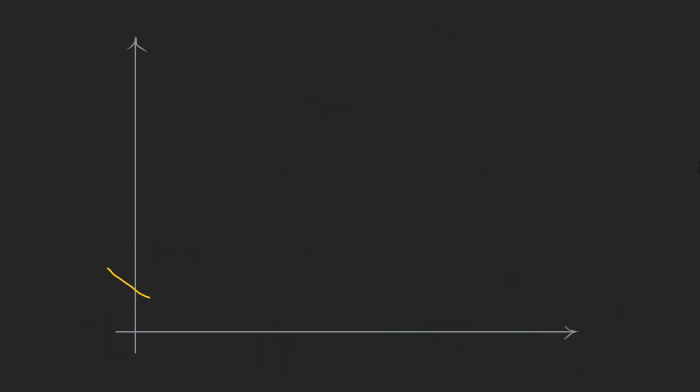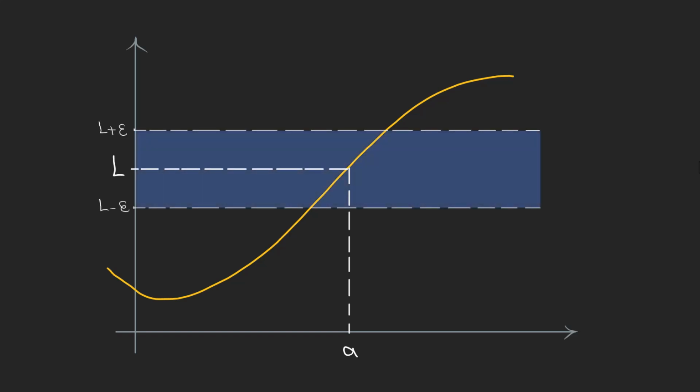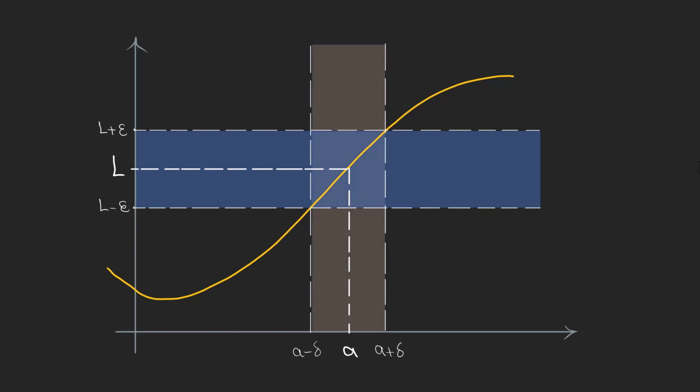Now let's see how this definition makes sense on the graph of a function. This is the point a we are going to approach to find how the function behaves around it. And this is the limit L the function tends to get close to. We can say the limit exists if for any small interval around L, we can find an interval around a, except a itself of course, such that for every point in the domain there exists a point in the range of the function, no matter how small epsilon and delta are.